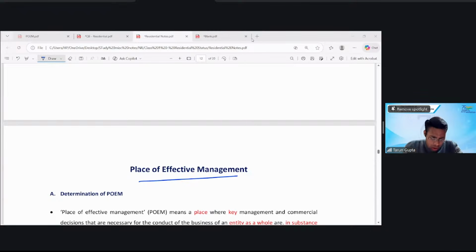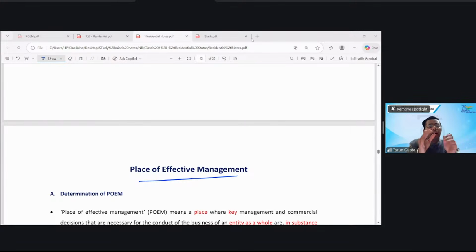Okay. So coming back to the provision of place of effective management. See, what is the intent of residential status? If you see, for the artificial entities, what the government says is that if the control and management is in India, then the HUF, firm, LLP, whatever, you're resident in India. But for the companies, they have brought in the concept of POEM, place of effective management. It's something similar to the control and management only.